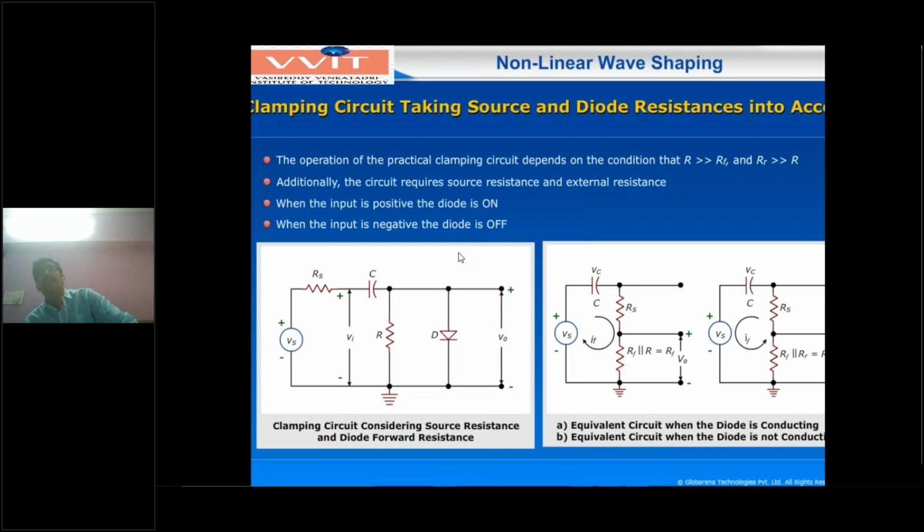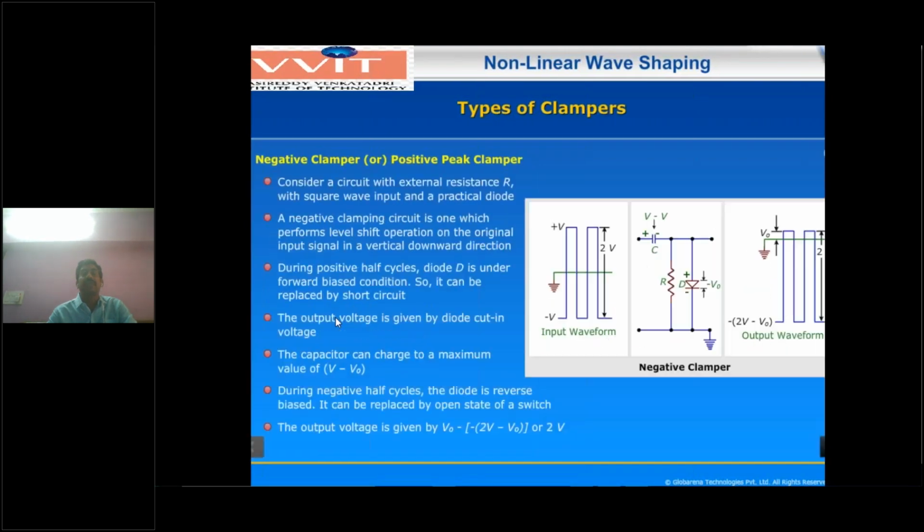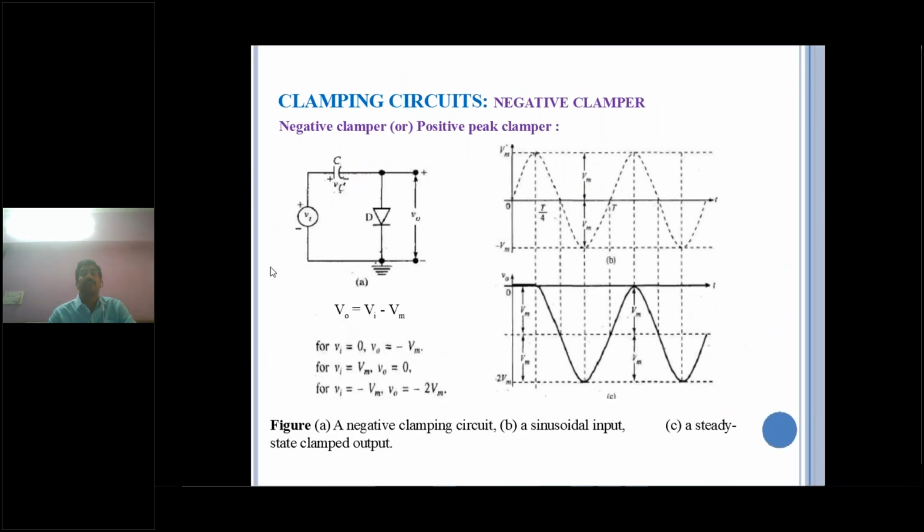And next, the diode and source resistance will be considered. So what is the equivalent circuit? Source resistance RS will be considered. So what is the clamping circuit? You have to see this diagram, the clamping circuit diagram. Within this diagram, source resistance, diode resistance and load resistance are also considered.